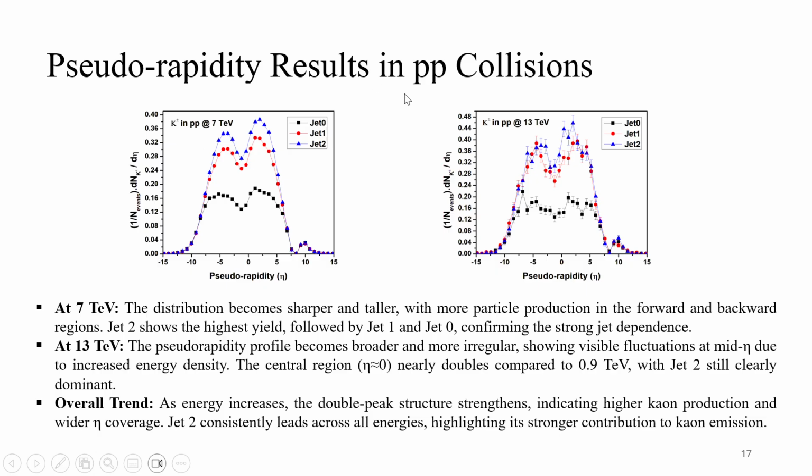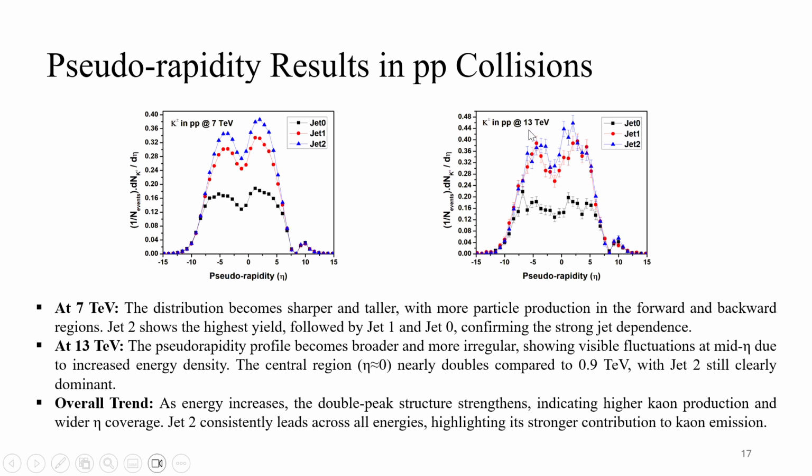So again, here are the pseudorapidity results for 7 TeV and the max, 13 TeV. Again, by increasing the collision energy, we got a sharper and taller peak in the forward and in the backward region. Again, you can see whenever jet is 2, we got more particles produced in the forward and the backward region, and more dense particles. And when the jet is 0, we get less dense particles produced. And also we got the pronounced production of particles.